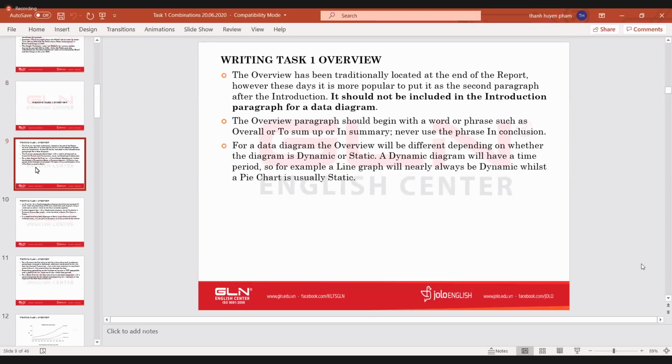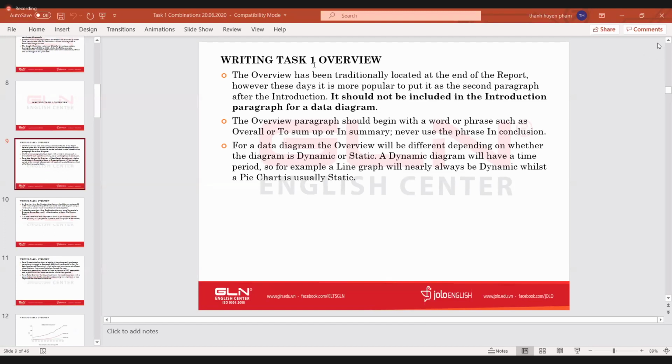located at the end of the report. However, these days it's more popular to put it as a second paragraph after the introduction. It should not be included in the introduction paragraph for a data diagram. So from the examiner's point of view, it doesn't matter if the introduction is in the traditional way at the end of your task 1 report. It doesn't matter.